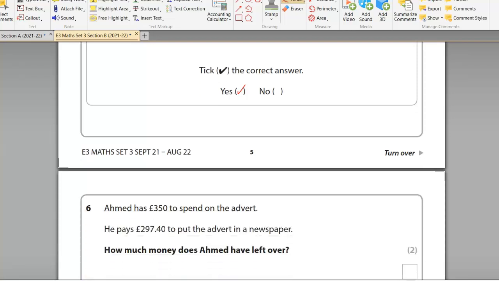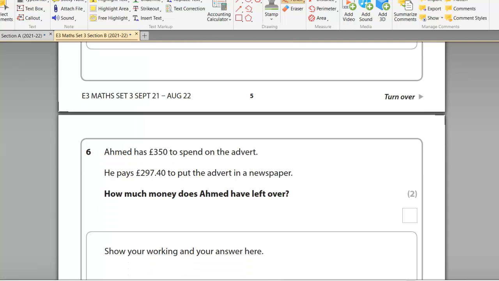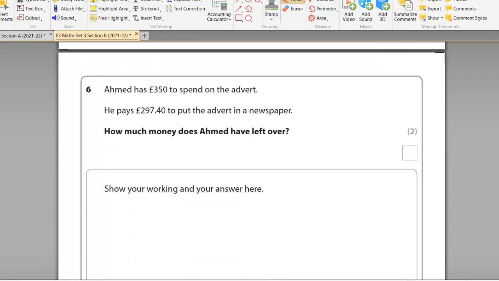Okay, so moving on with the entry level 3, set 3 calculator paper question 6. Ahmed has £350 to spend on the advert. He pays £297.40 to put the advert in a newspaper. How much money does he have left over? So this question is purely testing if you understand what you need to do.